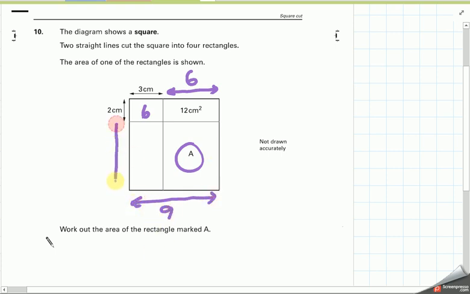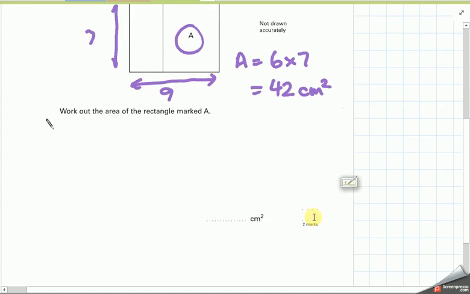How tall is this bit then? 7. So to calculate A, 6 multiplied by 7. 6 times 7 is 42. Remember your units, centimetres squared as well, please.